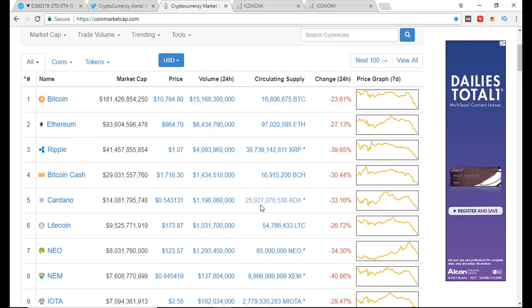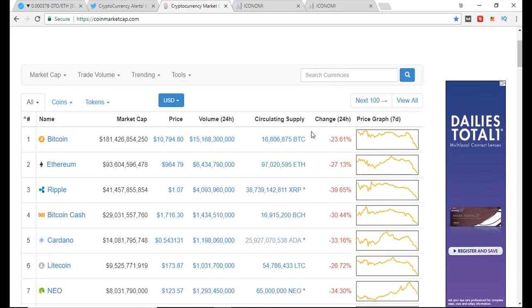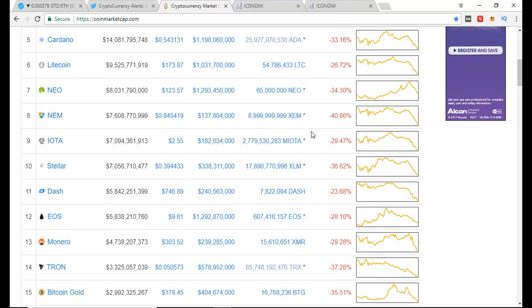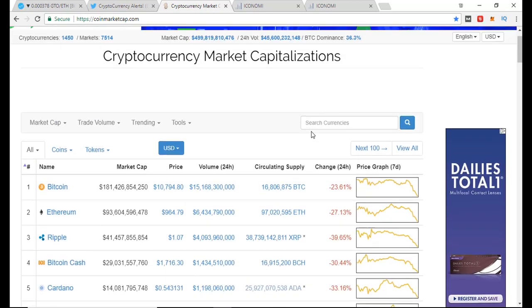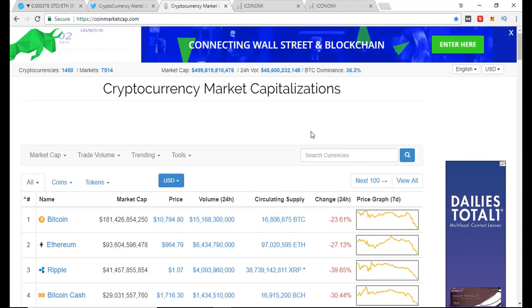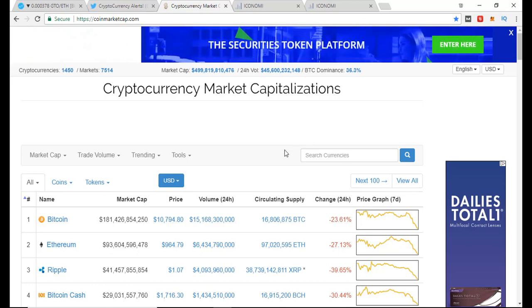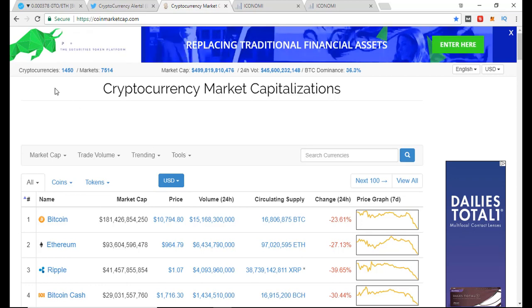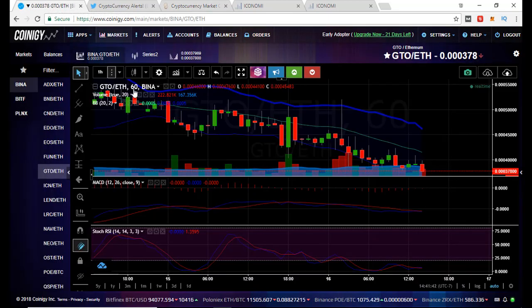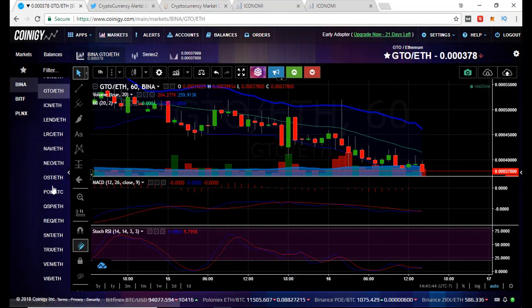But even my safety plan, my safe haven for my trading coins, Ethereum, is down 27%. So it's tough. It is tough. It's a highly volatile market. Dealing with these cryptocurrencies makes trading stocks look like buying CDs at your bank. I mean, there's nothing that can duplicate the volatility that we're seeing with cryptocurrencies. So just hold on, people.